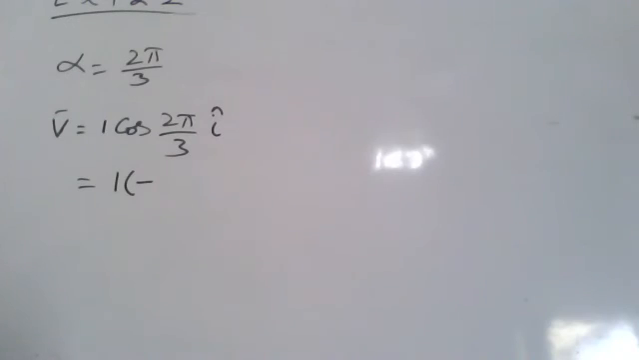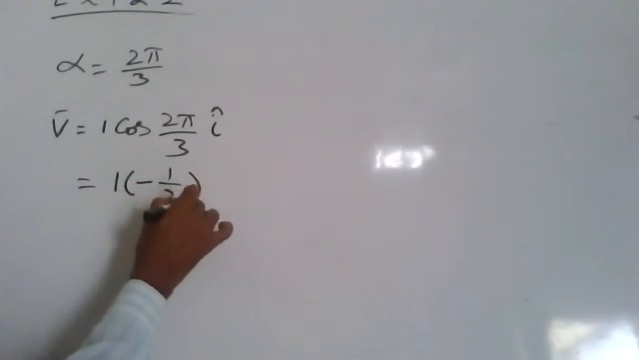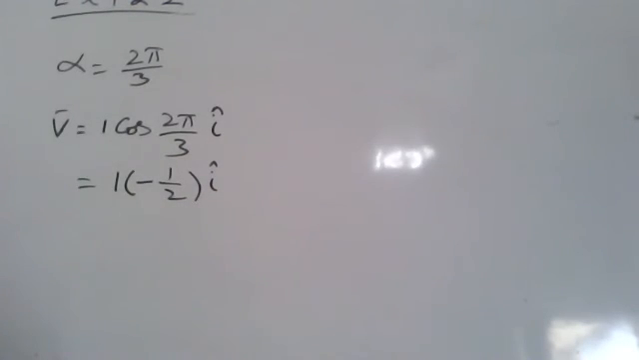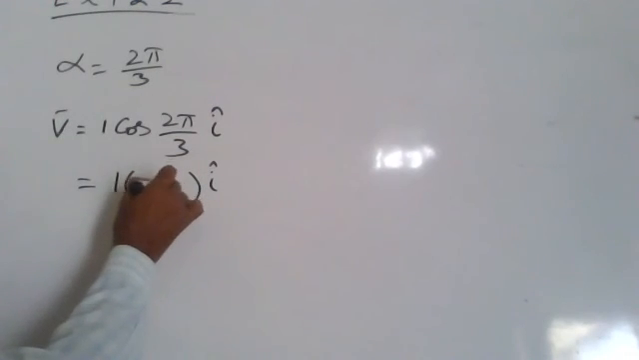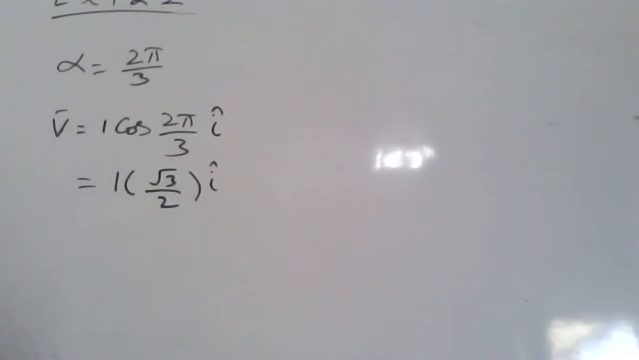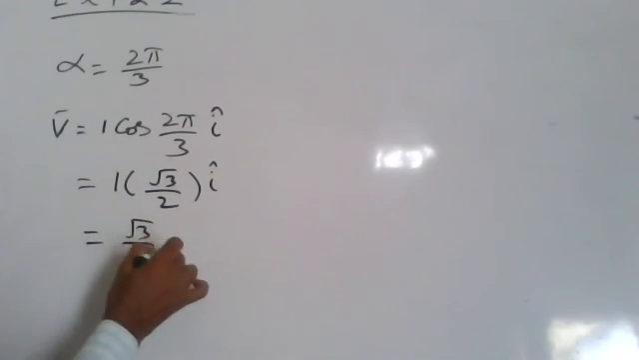Cos 2 pi by 3 is 120 degrees. Sorry, it is not 1 upon 2. It is under root 3 upon 2. So under root 3 upon 2 i is the vector.